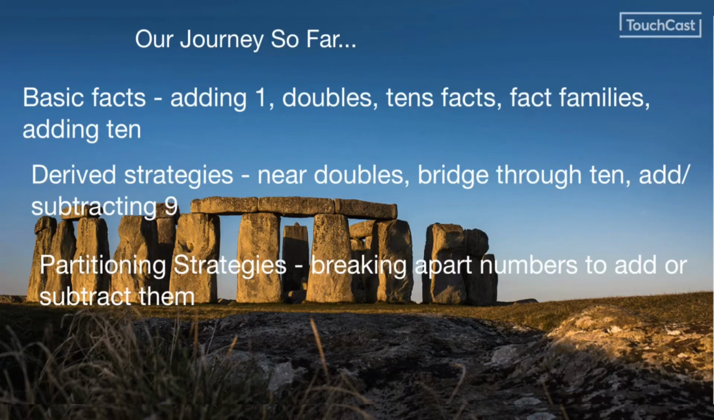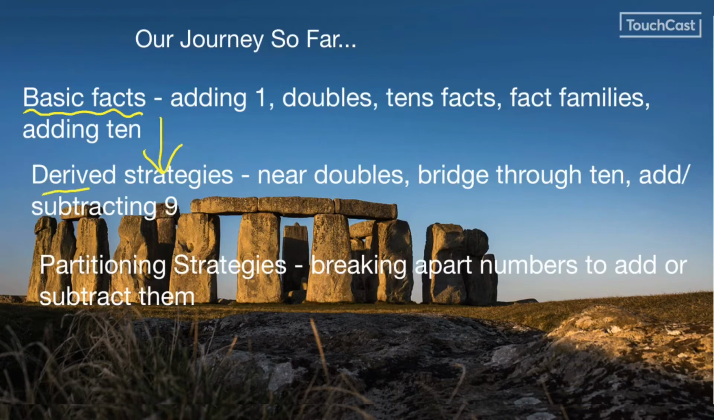Once you've got a handle on partitioning strategies, once you're at that point, you can work out how to add or subtract any number, no matter how big or small. But you can't do that very effectively if you haven't got the first couple of strategies under control. So you have to start by learning your basic facts as well as you can. That's why we've been playing the games that we've been playing, to help you learn your basic facts. Once you learn your basic facts, then you can start using the derived strategies. It's really hard to use those if you haven't learned your basic facts already.